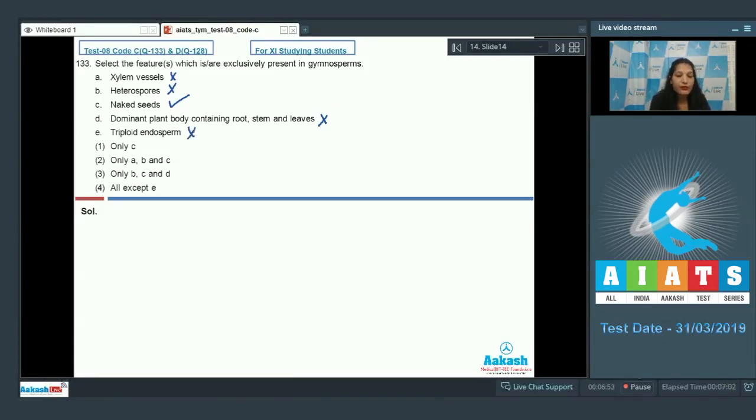Triploid endosperm is a feature of angiosperms only. So this is also ruled out. So only C is correct. So the correct option for the given question is option number 1.